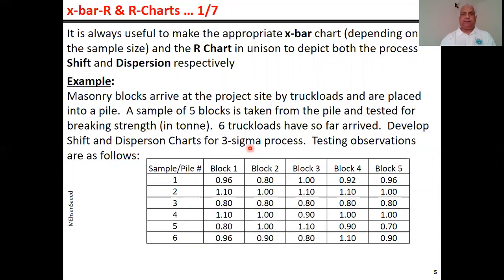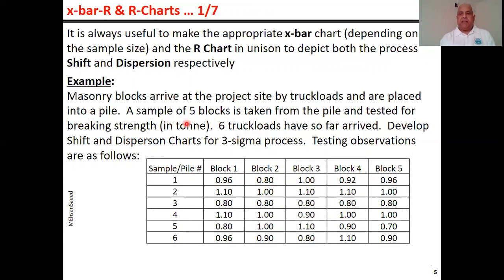And here is the data. These are the samples. These are the 5 blocks from each sample, and these blocks were taken for a test, breaking strength test, and these are the results. This block collapsed at 0.96 ton, this block collapsed at 0.8 ton, and so on and so forth, and we are required to develop the appropriate control chart.